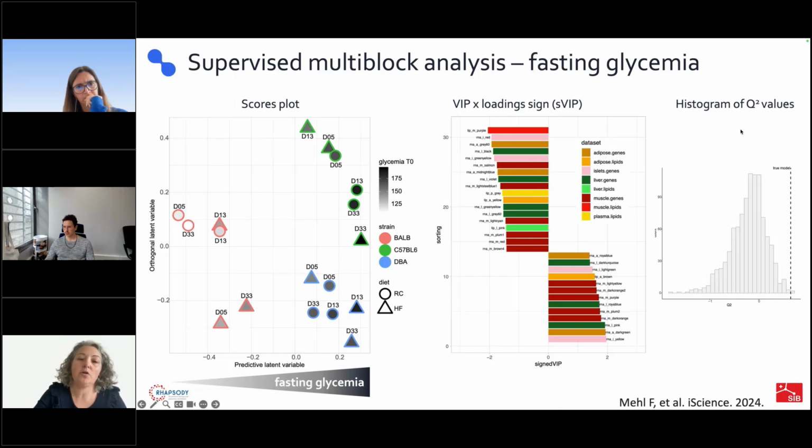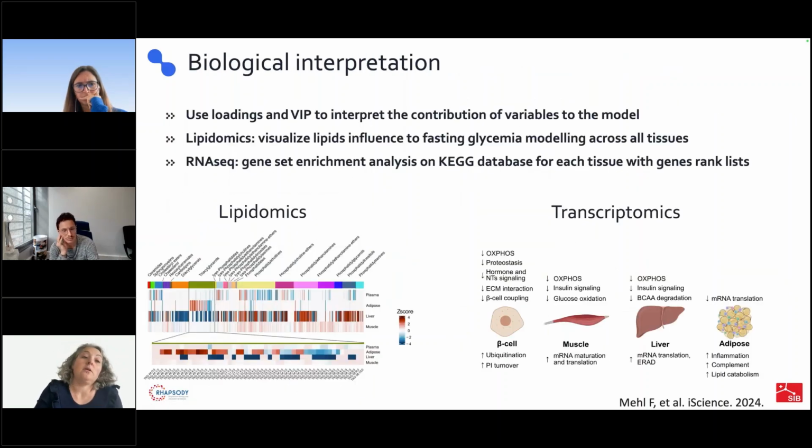And we also test the significance of the model doing permutation tests. So here are the results of our model, and you can see that it's really different from the histogram of all the permuted models. But now you have results of a statistical model, and you want the biological interpretation. So, how to put the results of the model into the biological context?